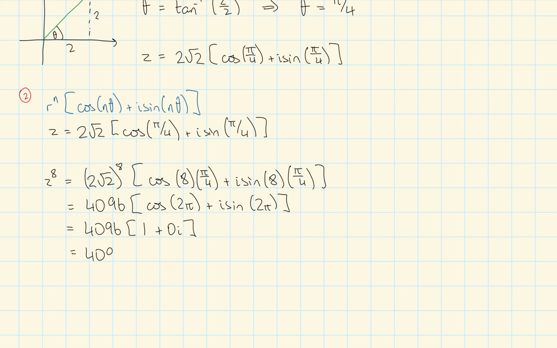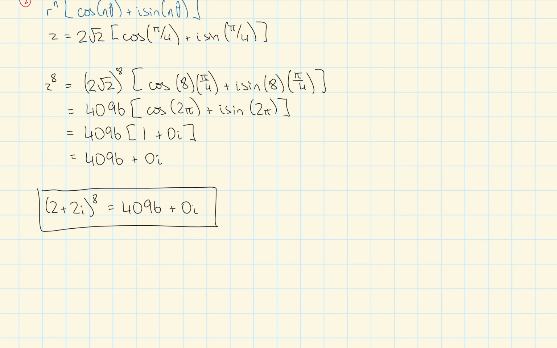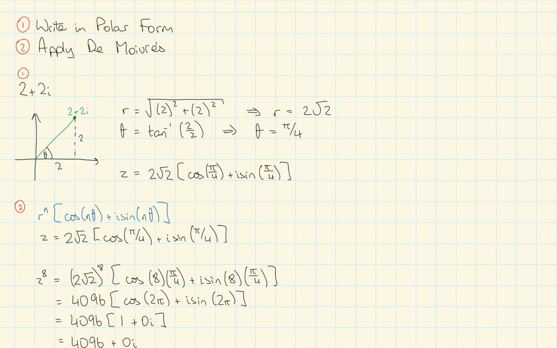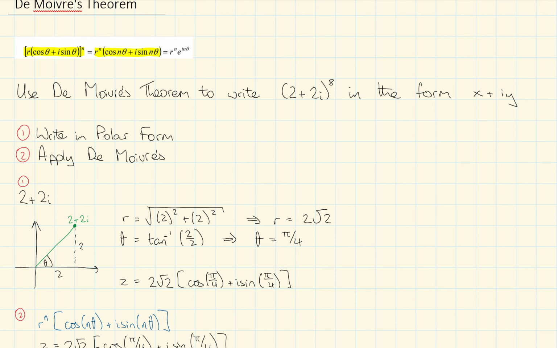And now we multiply in. So just at the end you can give it back to them. So they had 2 plus 2i to the power of 8 is equal to 4096 plus 0i. And that's your answer using de Moivre's. So step 1, get your number in polar form, and then step 2, you can apply the actual formula. And that's us done.